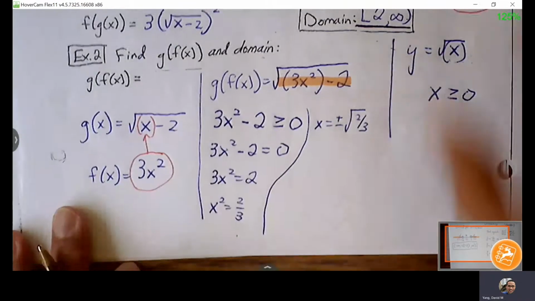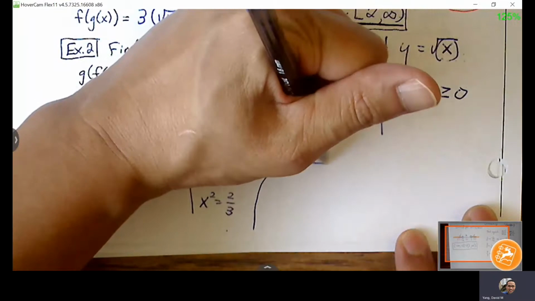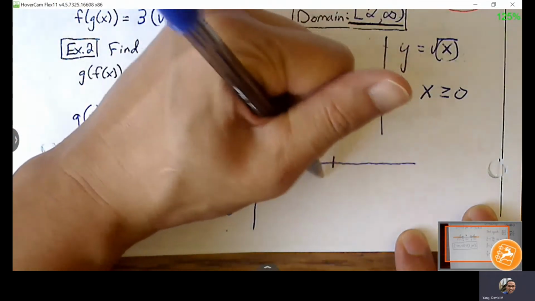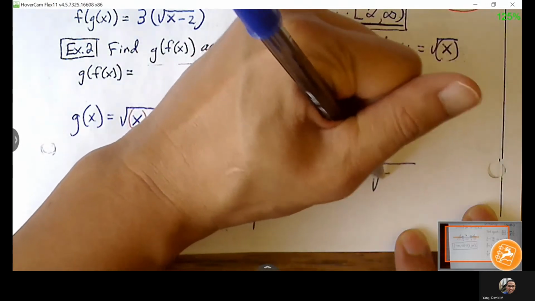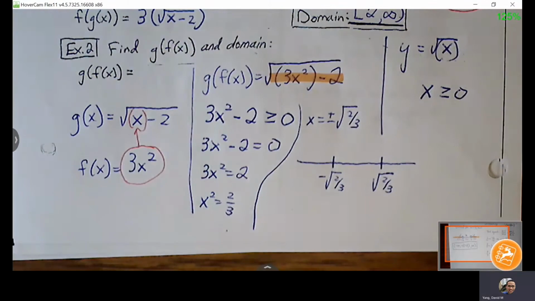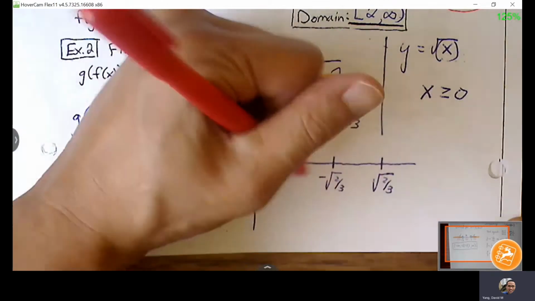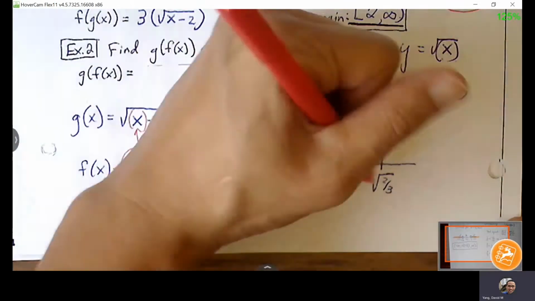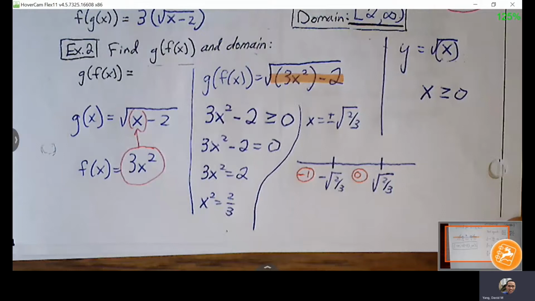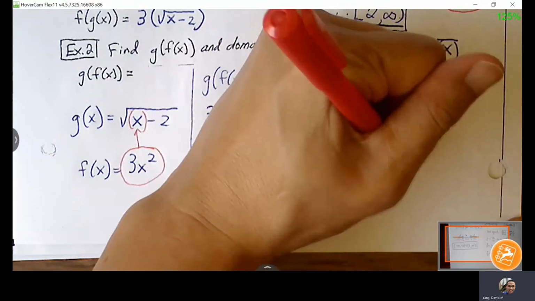Okay, I'm dealing with the inequality, so I need to test using my sign line. Now, square root of 2 over 3, if you plug it in the calculator, is around 0.8 and negative 0.8. So I'm just going to choose nice, easy whole numbers that I can test within each of these 3 subintervals. So -1 is safely to the left of that first critical point. I know 0 is a nice number I can test. And then to the right of square root of 2 over 3, I'm going to test 1.